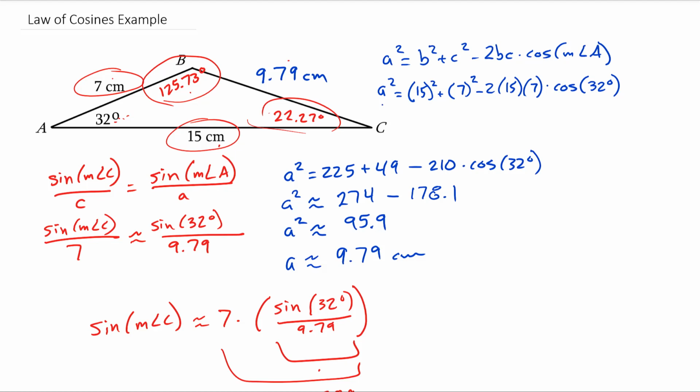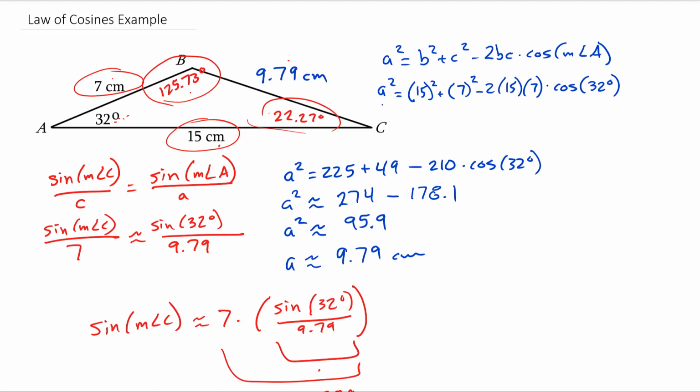And just to kind of recap what we did, we began using the law of cosines to figure out the final unknown side length in the triangle. Then we used the law of sines to figure out one of the remaining unknown angle measures. And then we used the fact that the three interior angle measures of a triangle have to sum to 180 degrees to figure out the other missing angle measure.